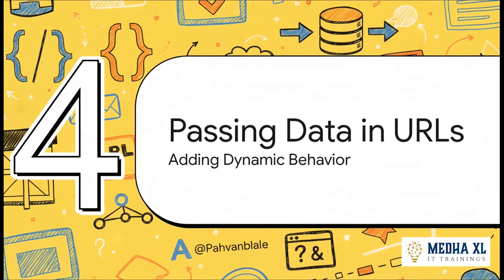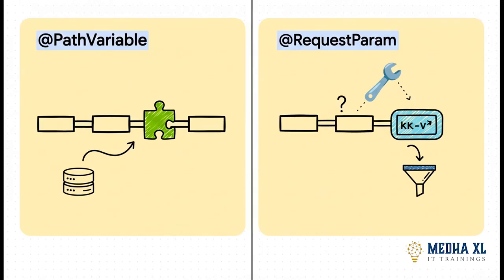It's the main doorway for information coming into our API. So far, our URLs have been pretty static, just /hello. But what if we want to get information about one specific student or search for a student by their name? For that, we need our URLs to be dynamic, and Spring gives us 2 fantastic tools to do just that. This slide lays it out perfectly. On the left, we have @PathVariable. This is for when the data is a core part of the URL path itself, like an ID. For example, /student/5 is clearly asking for the student with ID number 5.